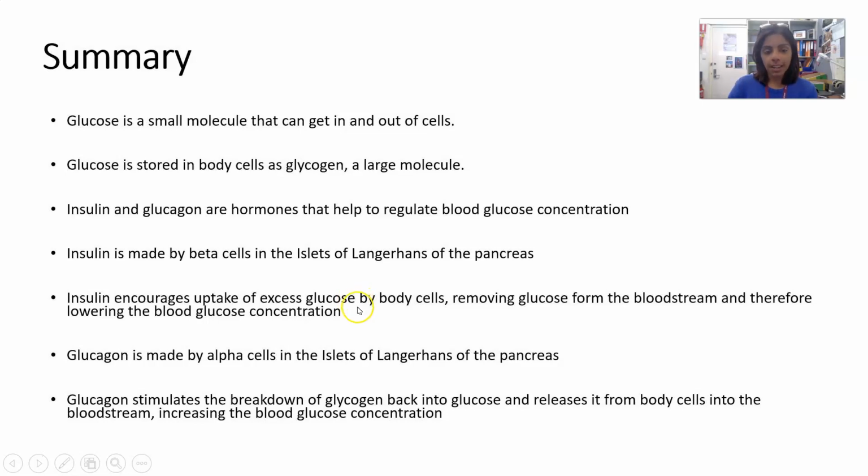Glucagon, again, is found in the islets of Langerhans in the pancreas, but the type of cell is different. Glucagon is made by alpha cells. And what glucagon does is it stimulates the breakdown of glycogen into glucose. And what that does is it allows glucose to be released from body cells, such as the liver and the skeletal muscle. When it leaves that cell, it enters the bloodstream, thus raising the blood glucose concentration.